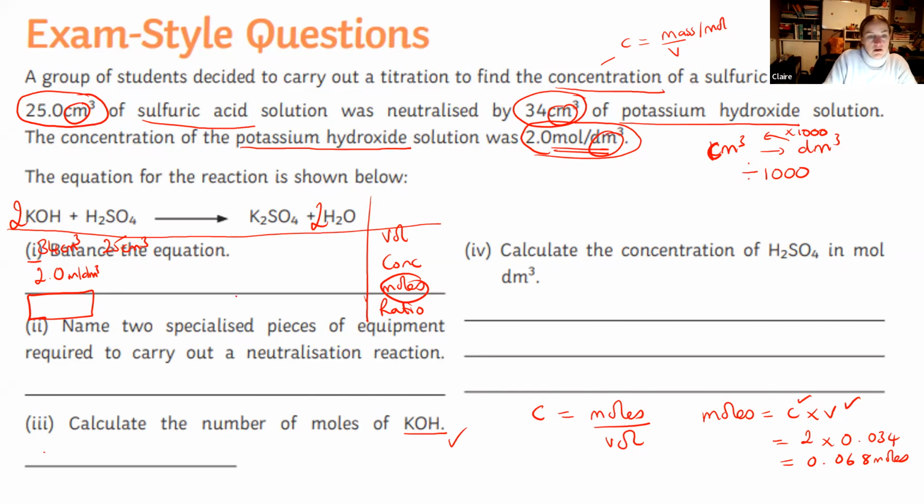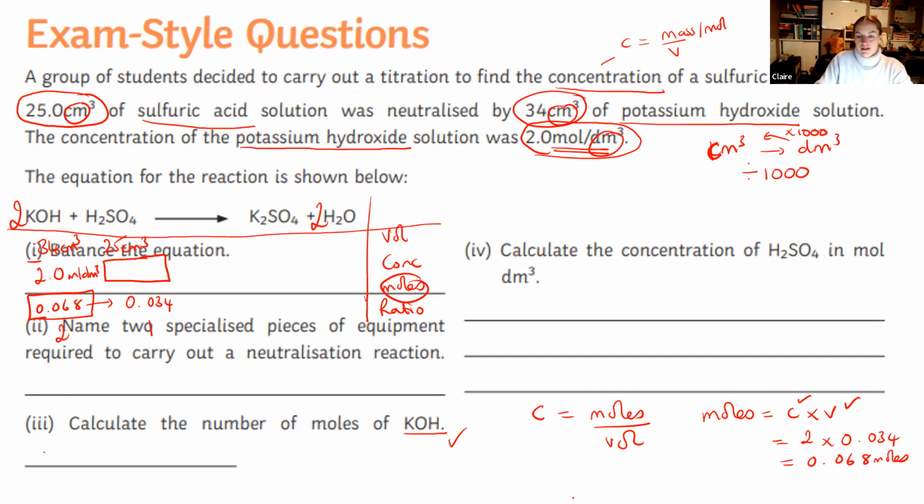Calculate the concentration of sulfuric acid in moles per decimeter cubed. This part needs the concentration, so I box it: that's what I need to find out. I know this is 0.068, so I filled that in. This is where balancing equations is really important. You pick out your ratio: 2 of the potassium hydroxide to 1 sulfuric acid, so you just halve it. 0.034 moles of sulfuric acid reacts with 0.068 moles of potassium hydroxide.